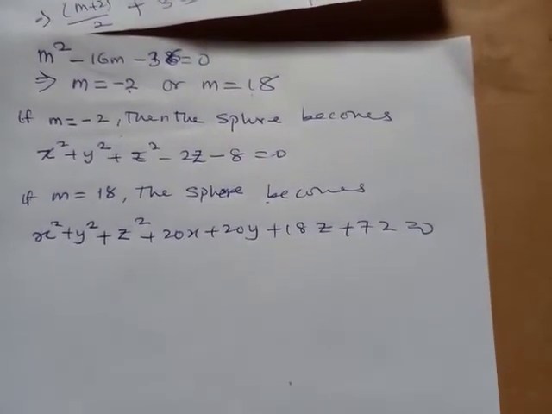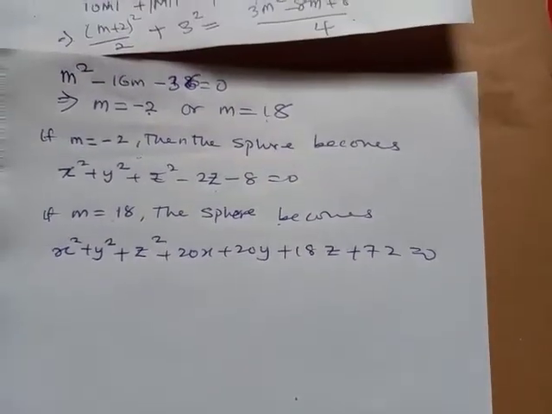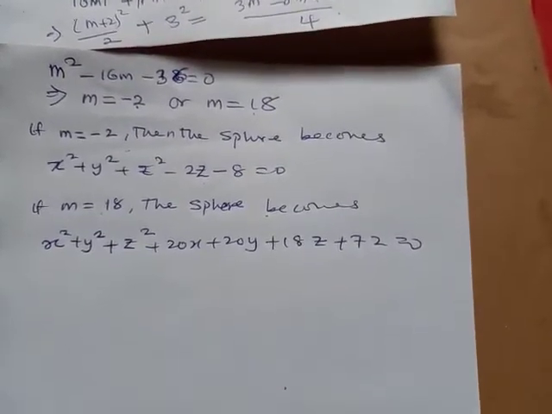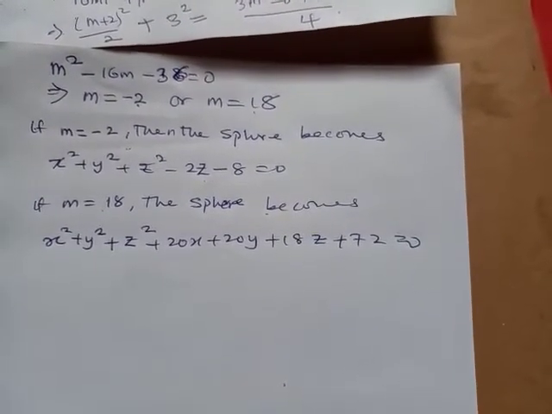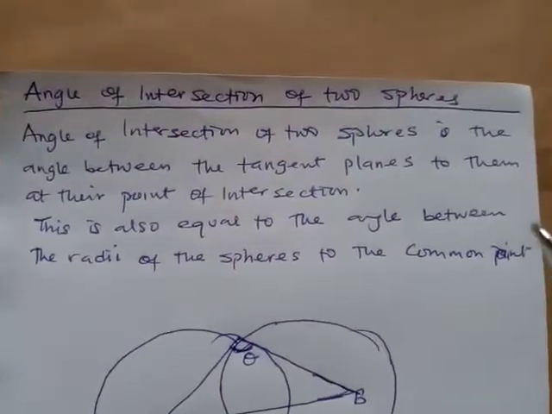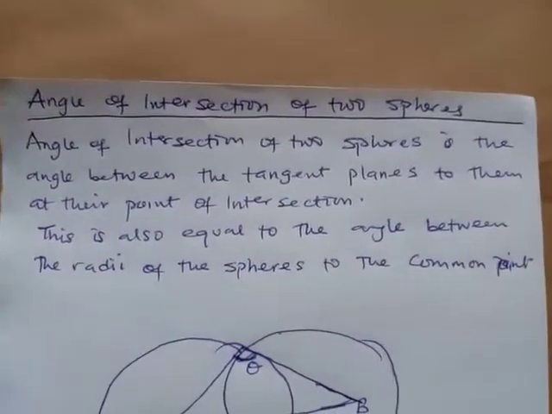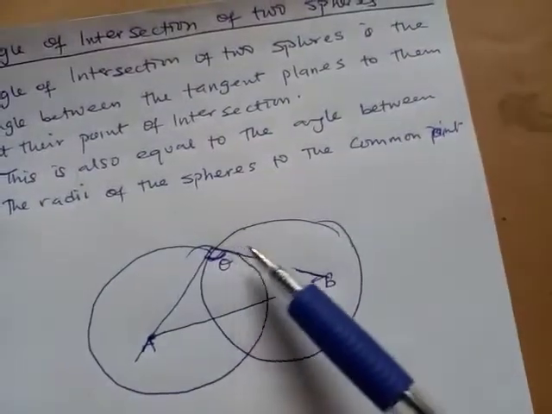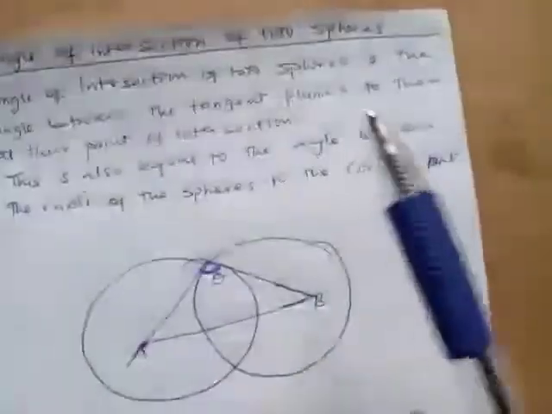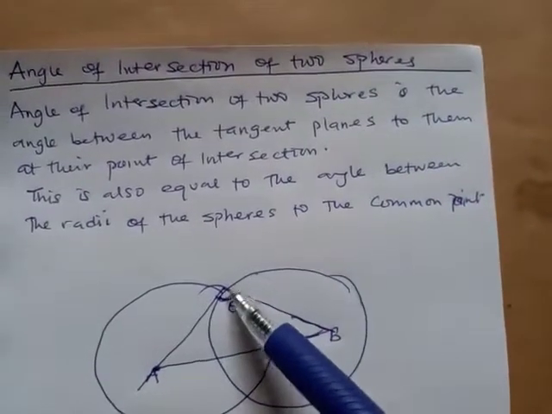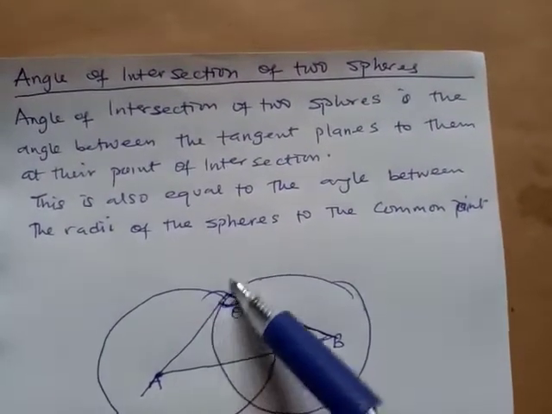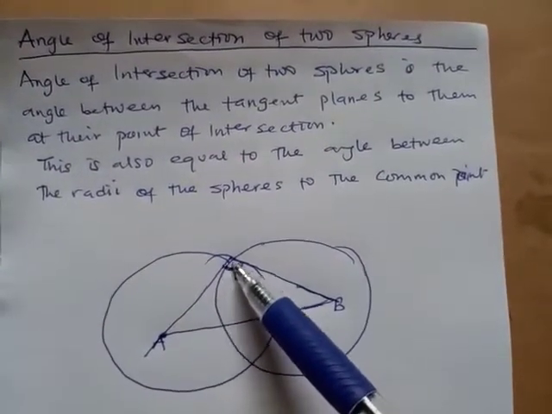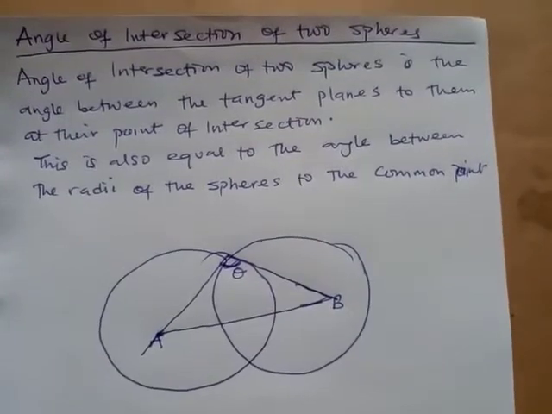Now let's take another topic. The other topic is still on spheres. Now we move to the angle of intersection of two spheres. So we have it here: angle of intersection of two spheres. We have these two spheres intersecting at this place. The angle between them will be the angle of the tangent planes, the angle of the tangent to the sphere at the point where they intersect.